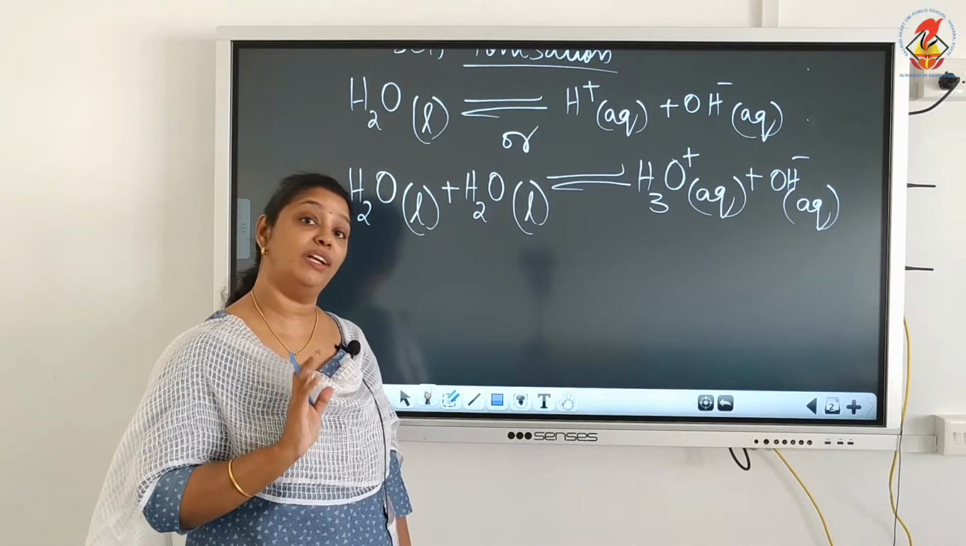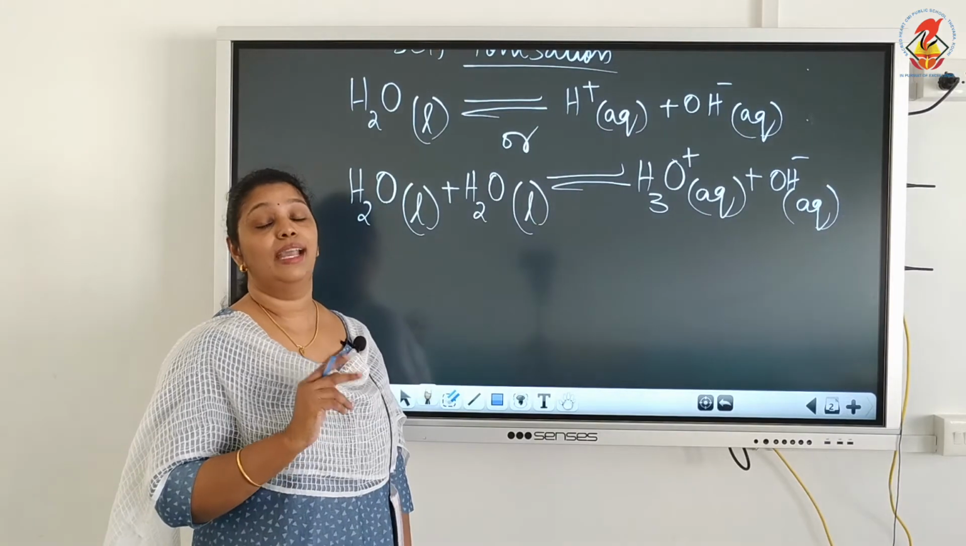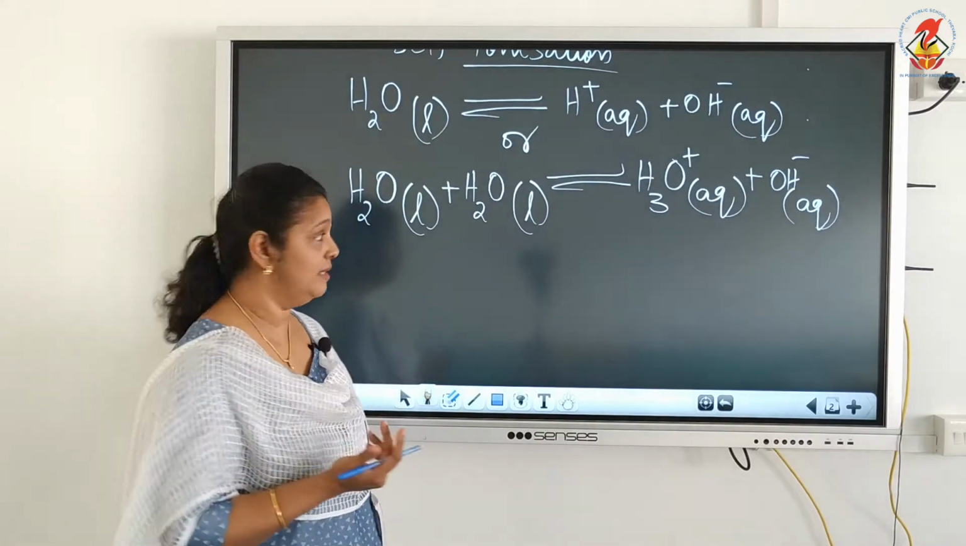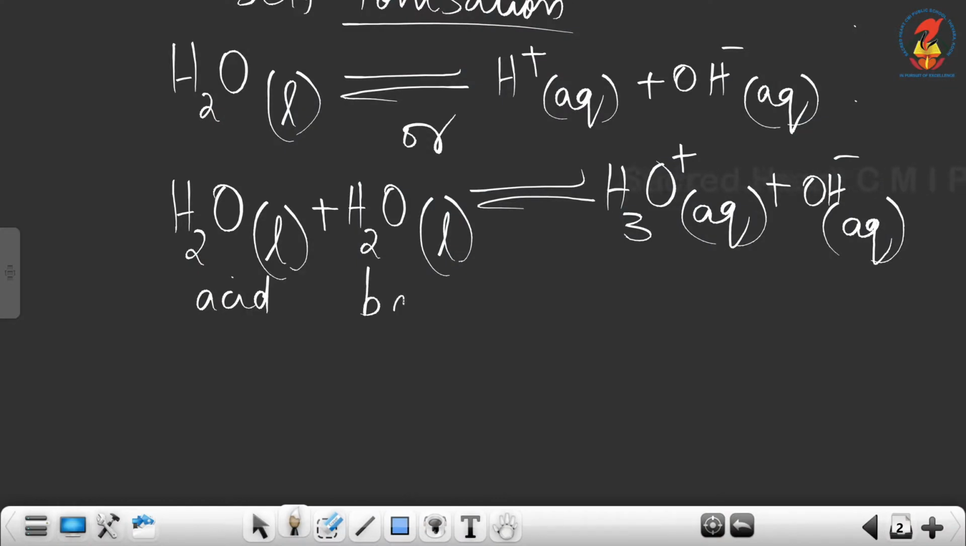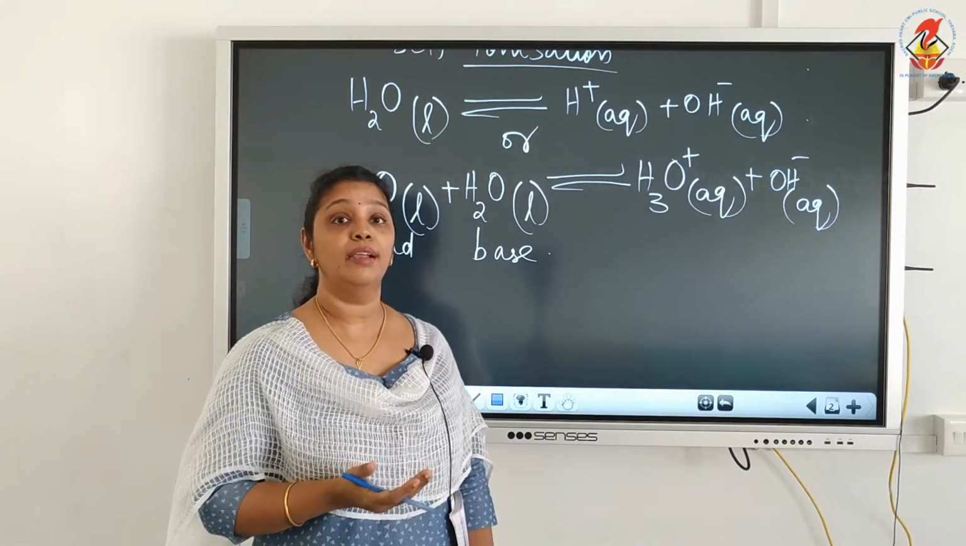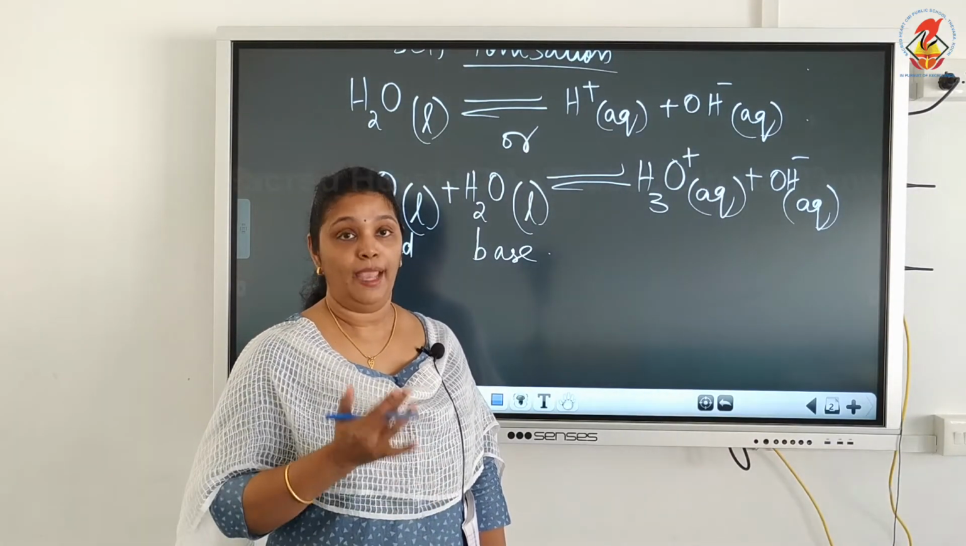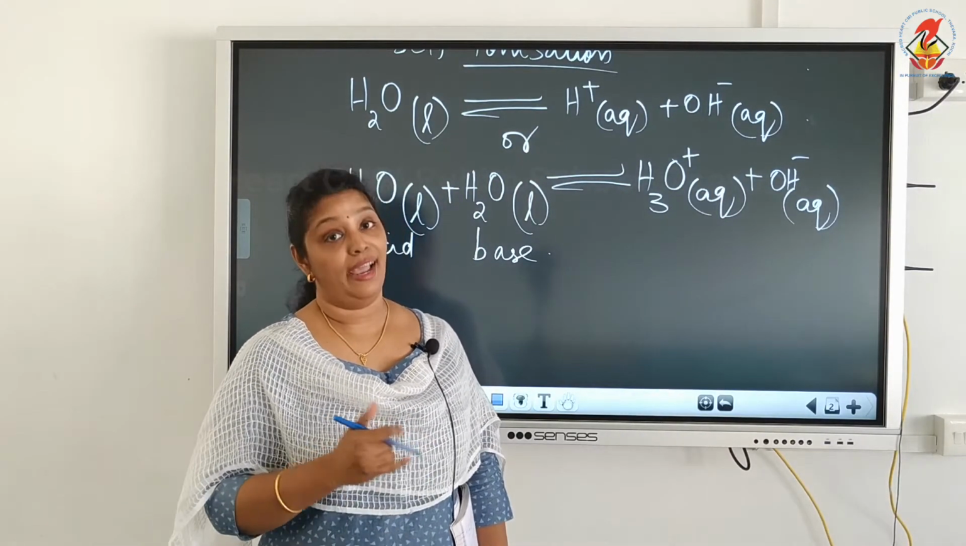side, out of which one will act as a Bronsted acid and the other will act as a Bronsted base. So suppose this H2O acts as a Bronsted acid, then this will act as a Bronsted base. You know what Bronsted acids are? Bronsted acids are proton donors and Bronsted bases are proton acceptors.